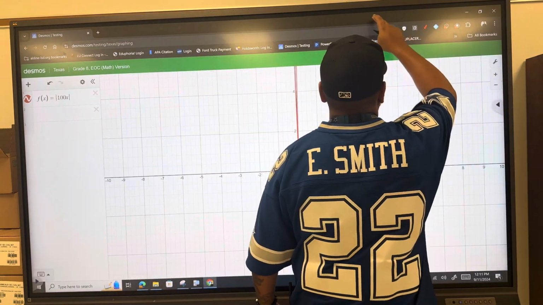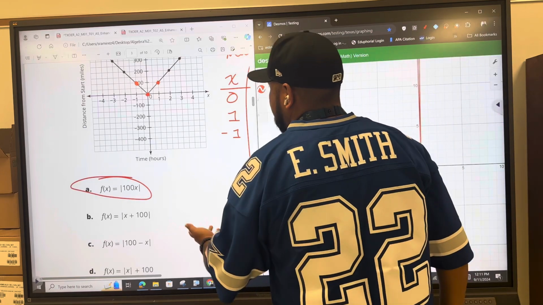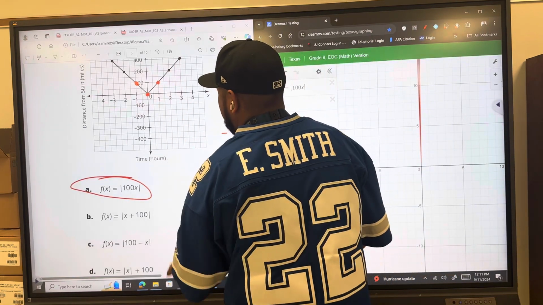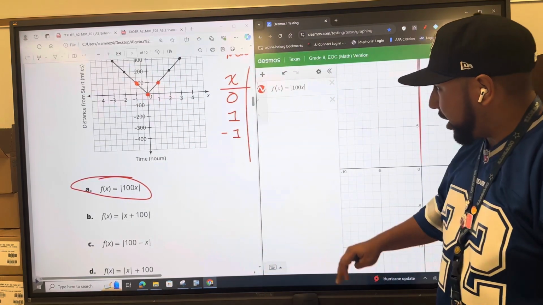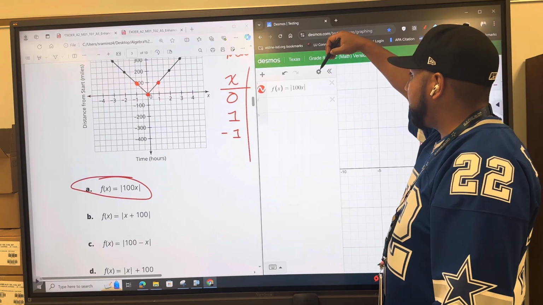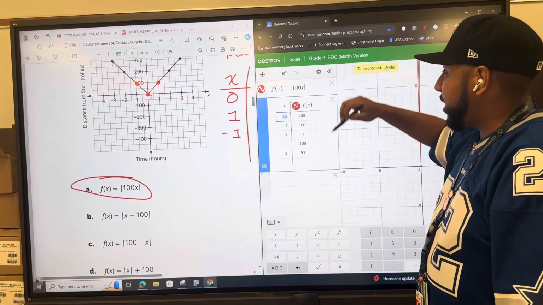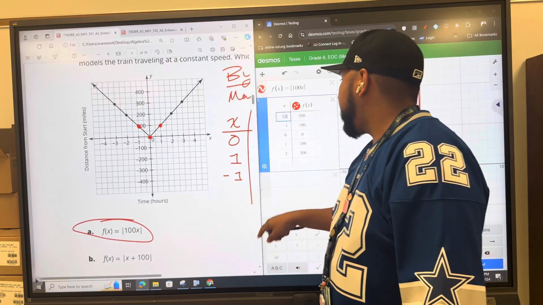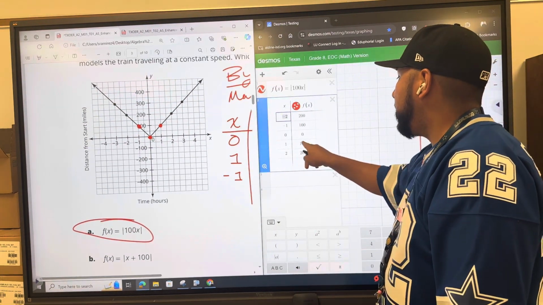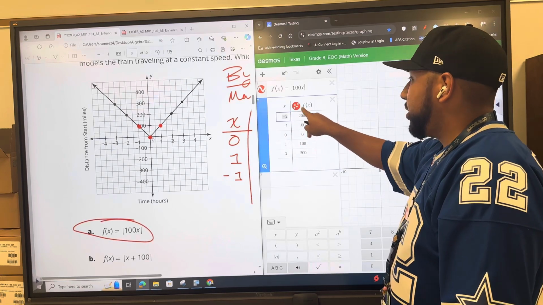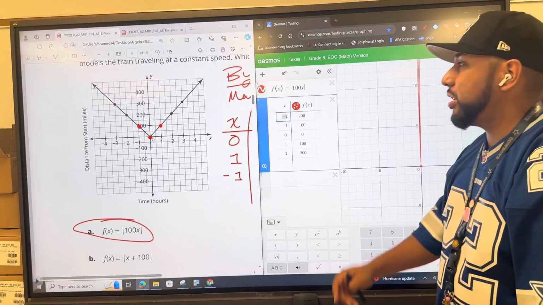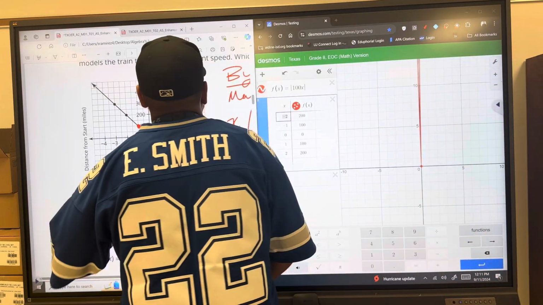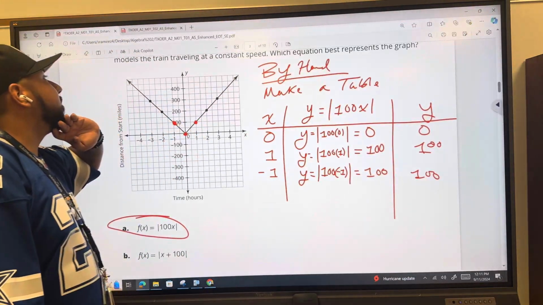So I'm gonna go back to the idea of a table. I can grab these points, put them in a table, change this function into a table, settings, table, there we go. It looks exactly like that. 0 to 0 is there, 1 100, 2 200, so on and so forth. So you're just matching the table to the values. That Desmos will make our life a little easier.